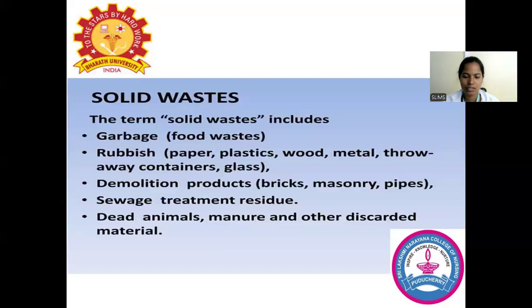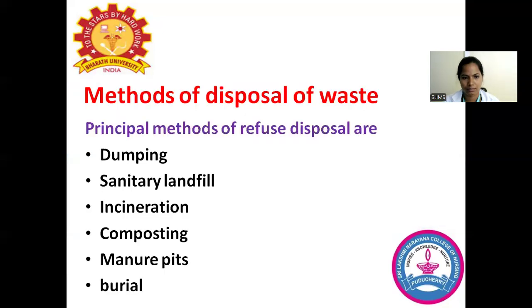Next, we'll see what is solid waste. The term solid waste includes garbage, that is the food wastes, rubbish that comprises paper, plastics, wood, metal, throwaway containers, glass. Demolition product, that is, in the area of construction, the leftover things like bricks, masonry, pipes, all these together will constitute the demolition product. Sewage treatment residue, dead animals, manure, and other discarded material. All these will be grouped under solid wastes.